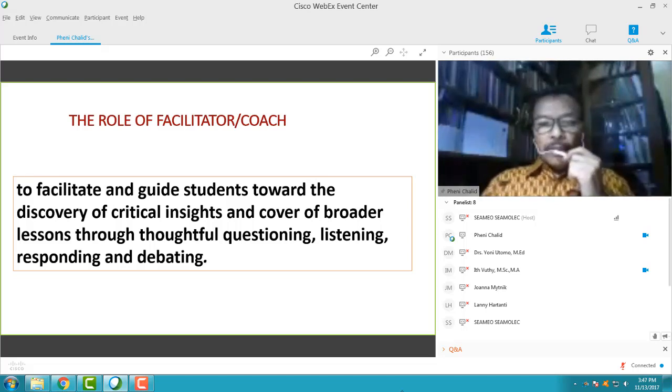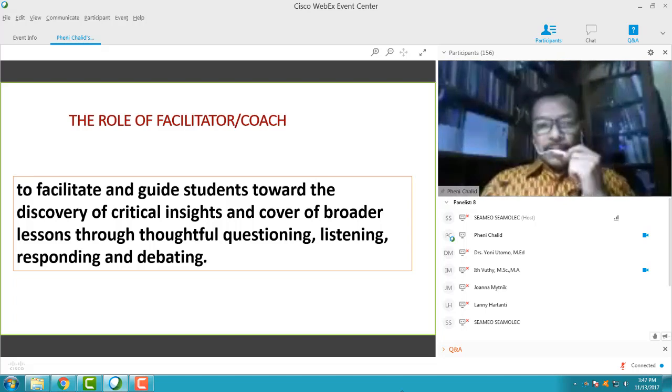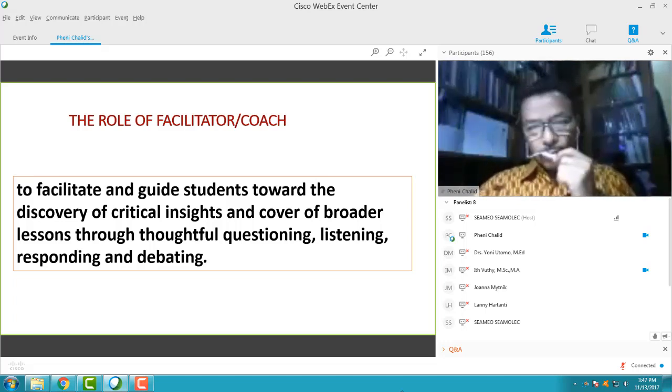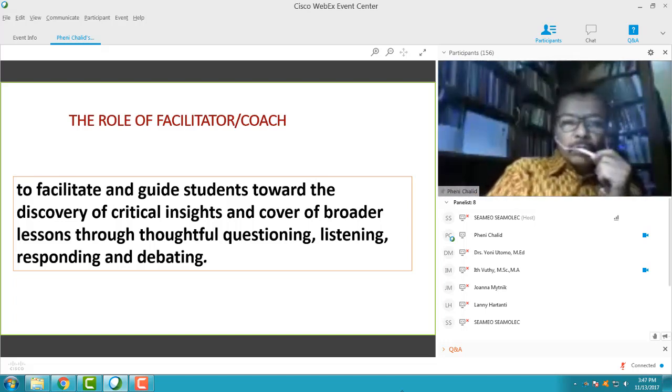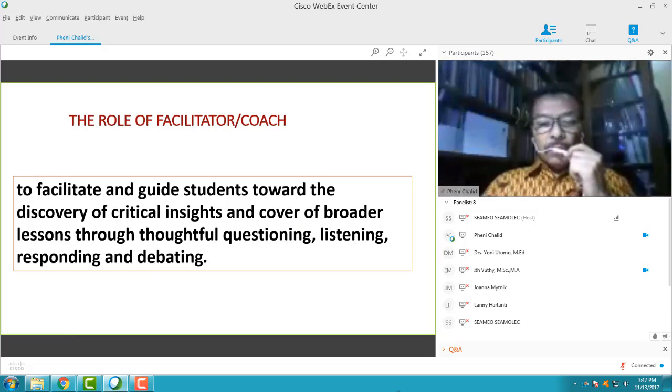Like in football, the coach does not play, but knows the tactics and the strategy. Like a lecturer, they are not the only one who can explain, because the learning resources are always available out there. The coach tells them how to do it and what kind of work has to be done before something is done in the class. So this is what we call the role of the facilitator or the coach: to facilitate and guide students toward the discovery of critical insights and broader lessons through questioning, listening, responding, and debating. So the core is questioning, listening, responding, and debating.